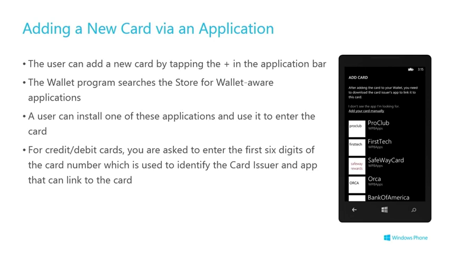Certainly. The point there is about the first 6 digits of the card number. If it's a payment card, the first 6 digits, and this is a payments industry standard thing, identify the bank or the financial institution that has issued the card. So the Windows Phone Store app can use those 6 digits to suggest to you, oh, you seem to be entering a Bank of America card or something. Do you want to install their app? Right. Pretty clever stuff.